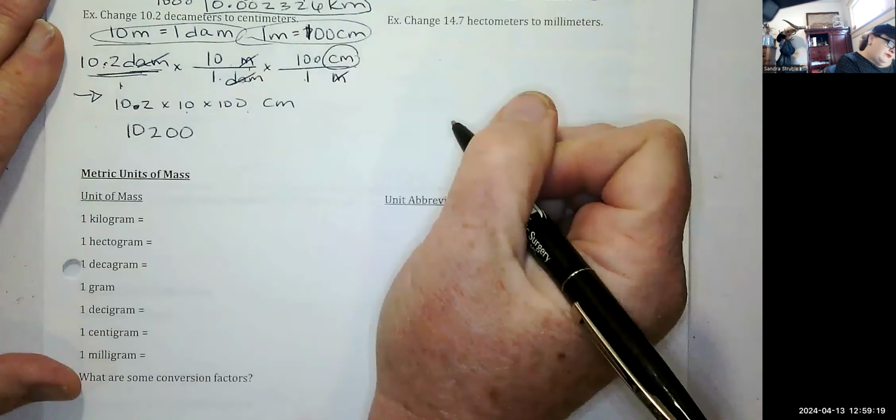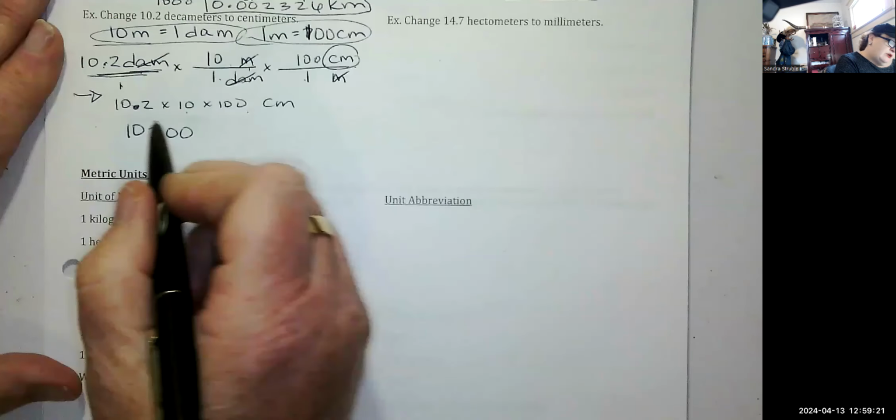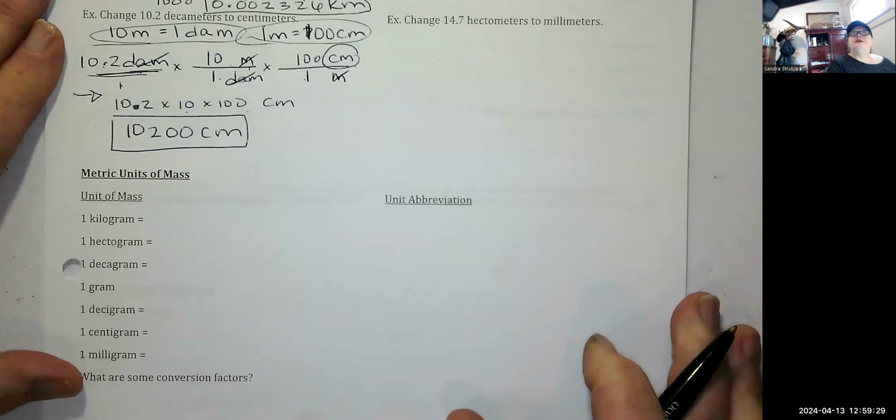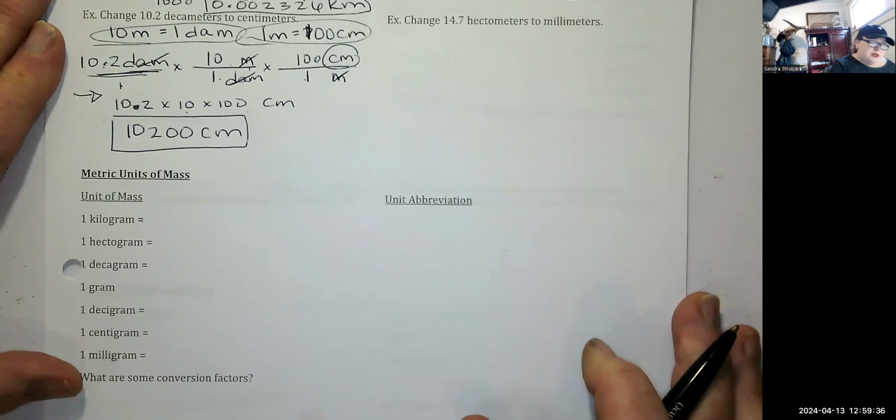There's 3 zeros. So 1, 2, 3. I move my decimal over 3 times. So 10,200 centimeters is my answer, or 10.2 decameters. We have converted. Change 14.7 hectometers to millimeters.